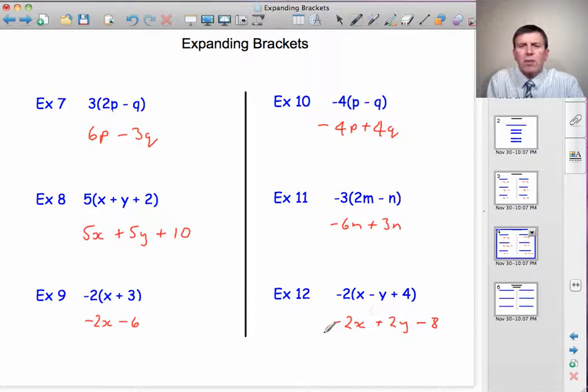Now this is a good time for you to pause the video and do exercises A and B, which are based on these 12 examples we've done now. Once you've done that, we'll come back and take it a little further.